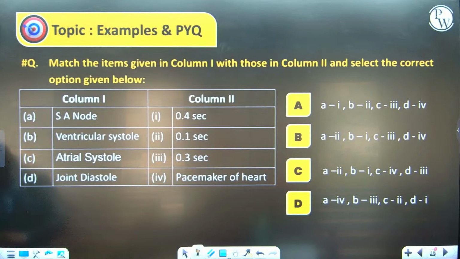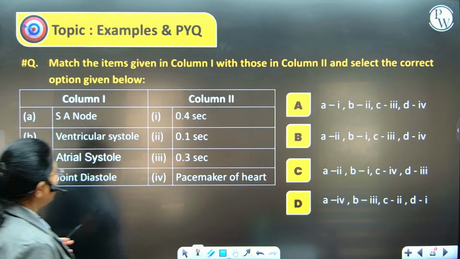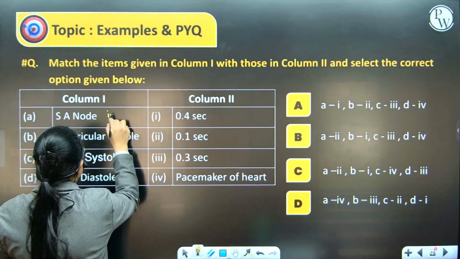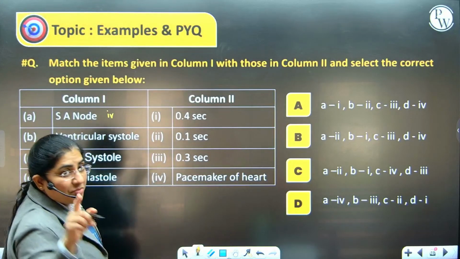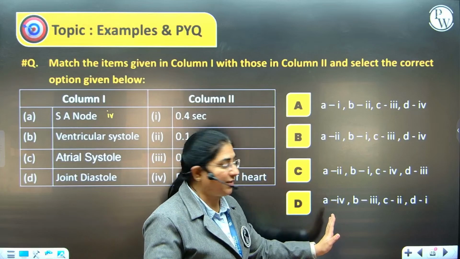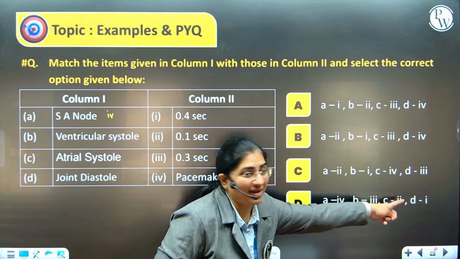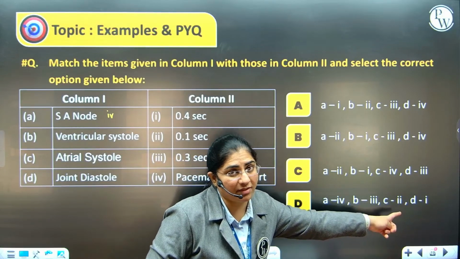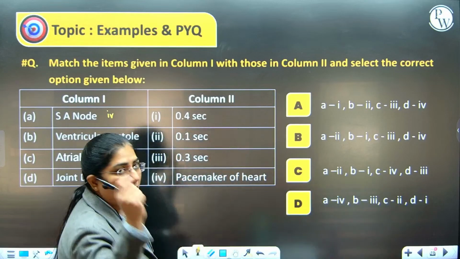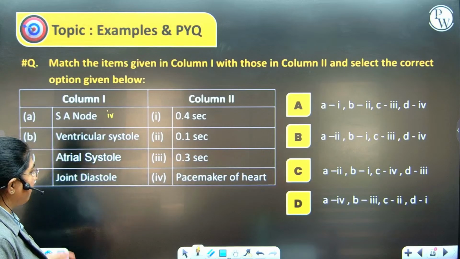Okay, let us see. SA node will be, yes, the pacemaker of the heart. So 4. Now whenever you have match the column, be very, very careful. If from A only you get the answer, that's the quickest way to solve it. But always, even if you get the answer from A, go and cross-check your other options in the final NEET exam, so that during stress, if you made any mistake, the others will help you. That's a small pointer that will help you prevent losing marks and score marks.